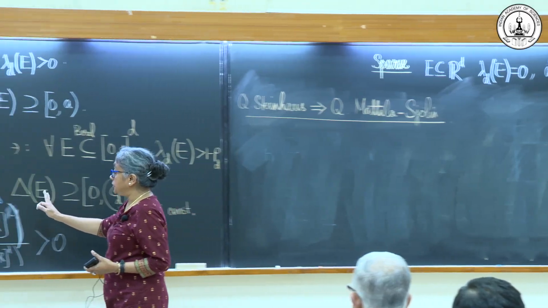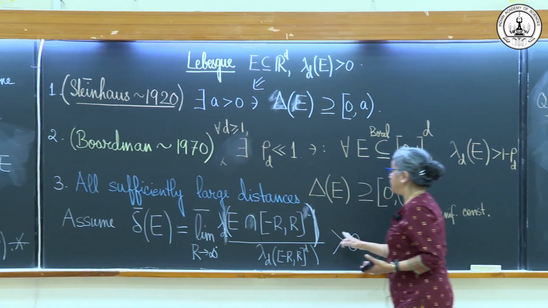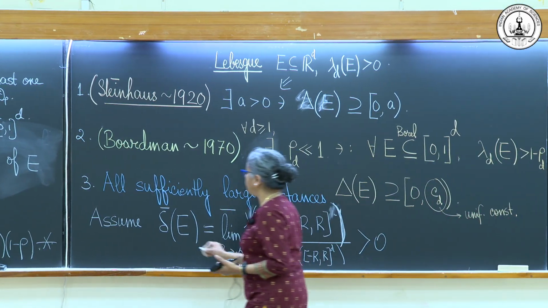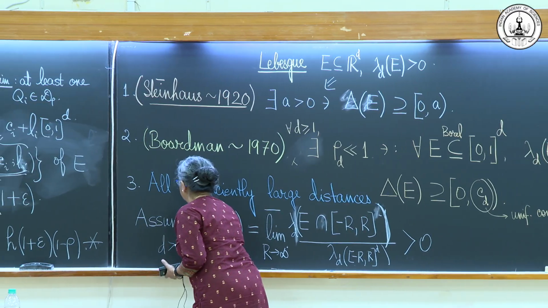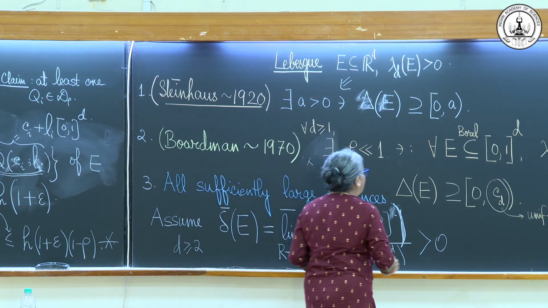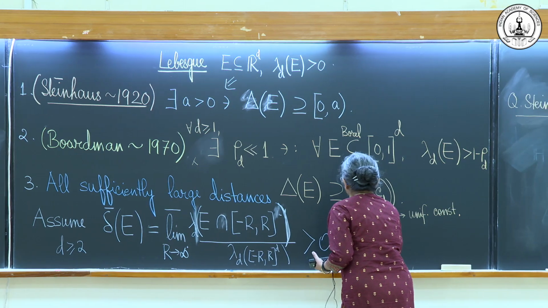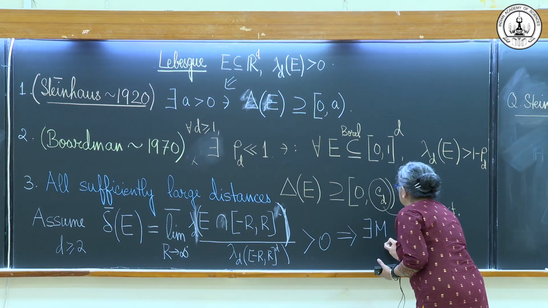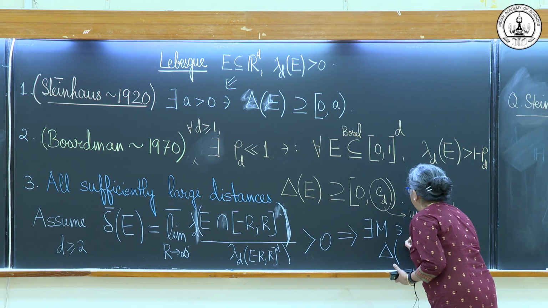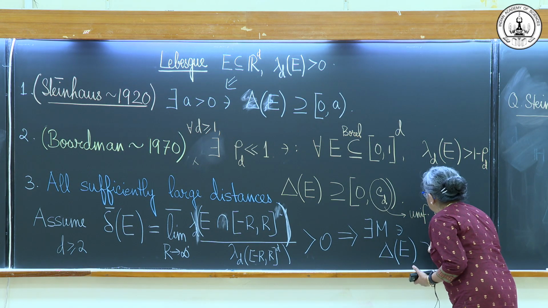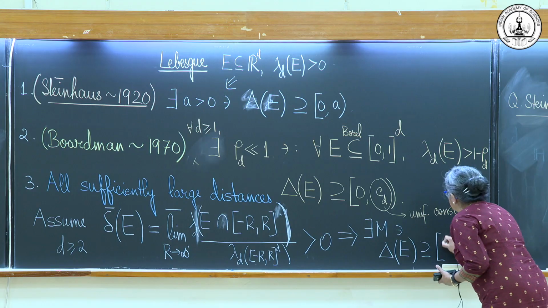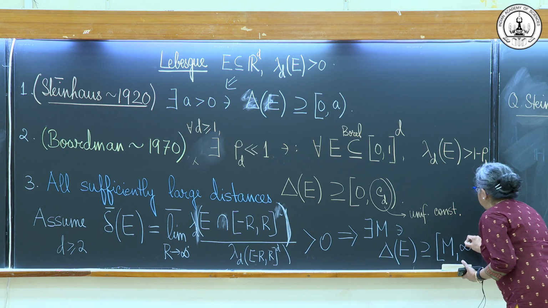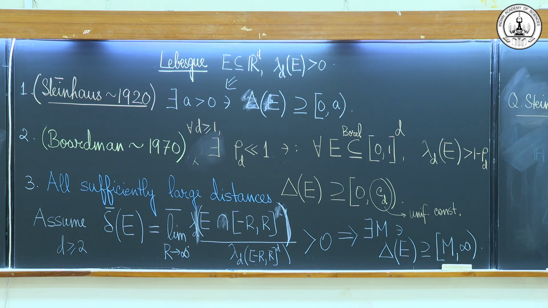Okay, so assume that E is a subset of R^d with this property, d greater than or equal to 2. What does "all sufficiently large distances" mean? It means that you can find an M such that the distance set contains a half line. Every real number larger than or equal to M is actually realized as a distance of E.